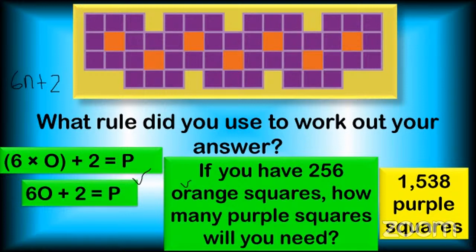We're going to use the rule here: 6 multiplied by the number of orange squares that we're given. Because we have our rule, it makes it a lot easier. We don't have to draw the pattern all the way to 256 orange squares, nor do we have to extend a table going up to 256 orange squares. That is how we would work it.